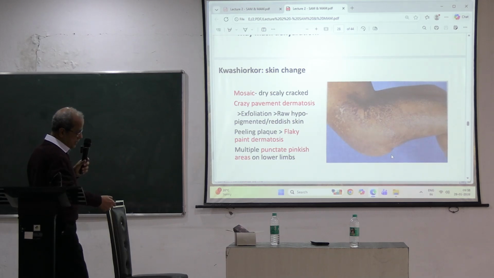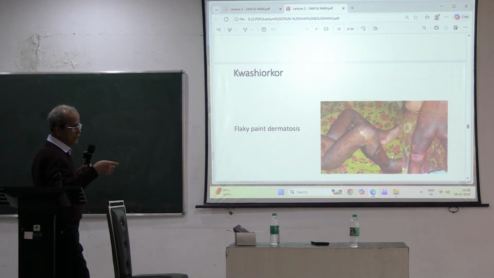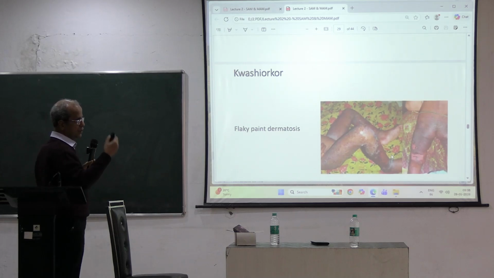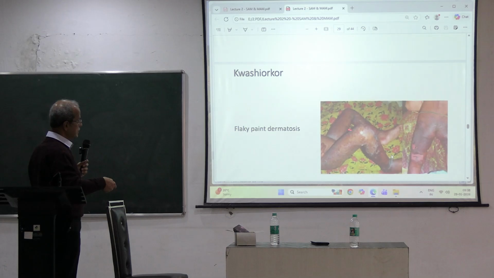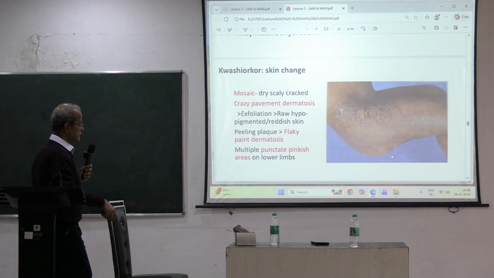And one very classical thing about kwashiorkor, which we see very less often nowadays, that is flaky paint dermatosis. The দেয়ালের পেন্ট যখন খুলে বেরিয়ে আসে, ছেড়ে বেরিয়ে আসে, দেখবে পুরনো দেওয়াল হলে, it looks exactly like that. This is called flaky paint dermatosis. The half thickness skin comes out, and that is very angry looking. And multiple punctate pinkish areas on lower limbs can happen, that is not shown in the pictures.